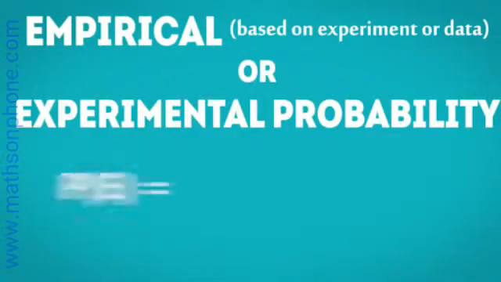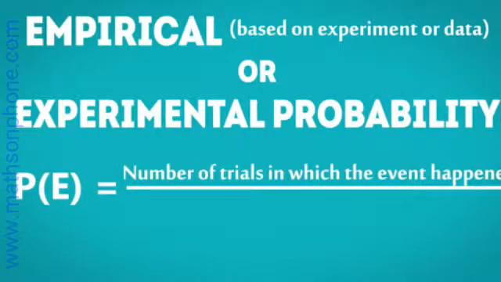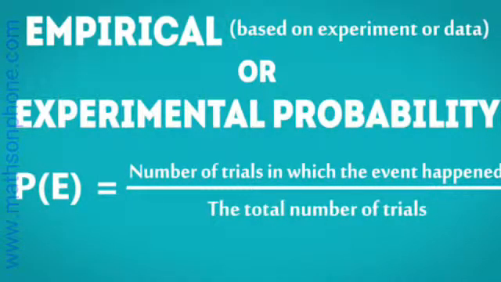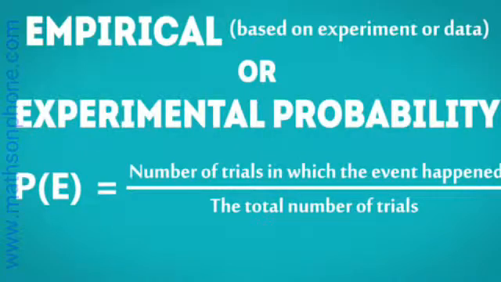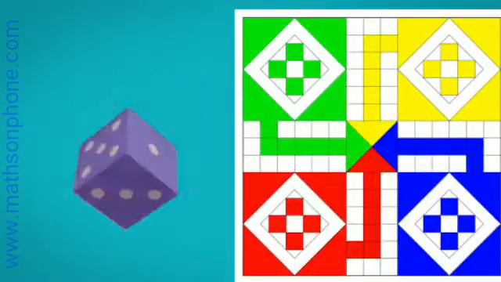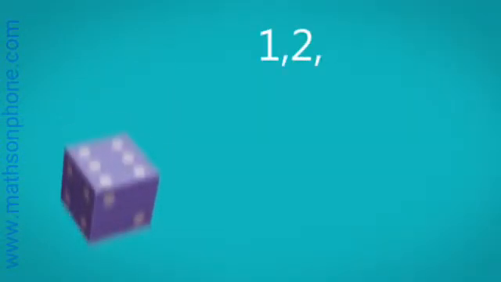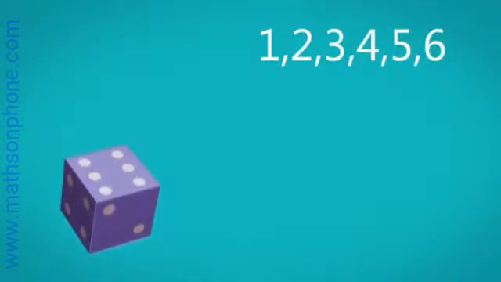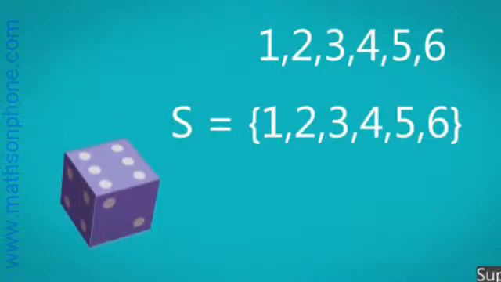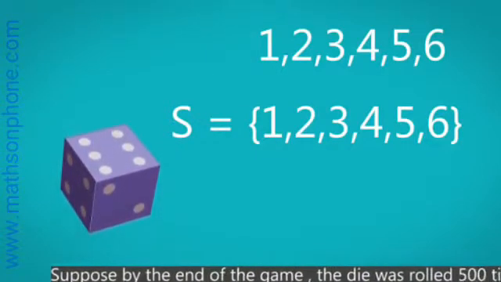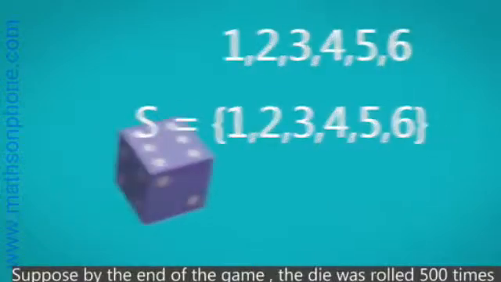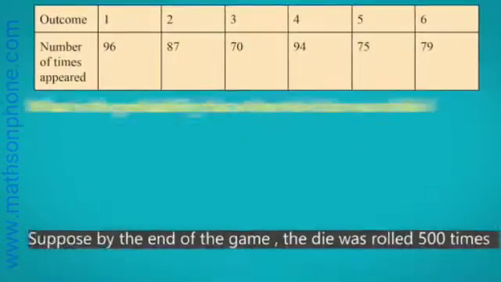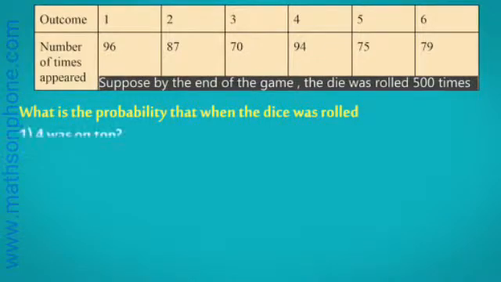Empirical or experimental probability is the ratio of the number of times an event occurs to the total number of times the experiment is performed. We call it empirical as the probability we calculate is going to be based on the results of an experiment that was performed. In our game of Ludo, we rolled the dice. Here, the list of possible outcomes, so the sample space, was as shown. Suppose by the end of the game, the dice was rolled 500 times and the observations were recorded as shown. What is the probability that when the dice was rolled, 4 was on top?